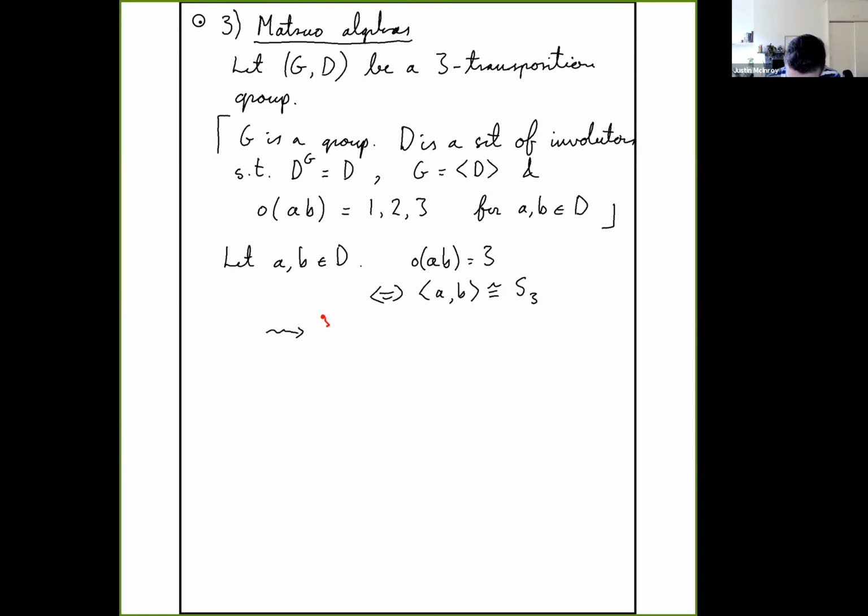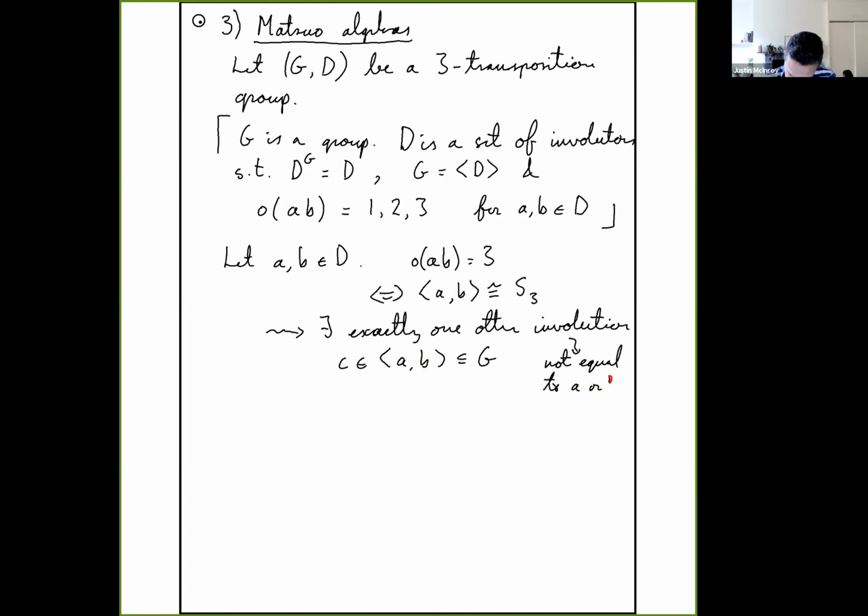So there exists exactly one other involution, C say, in this group AB, which is of course in G. One involution not equal to A or B. So there's 3 involutions and I've named them A, B, and C.